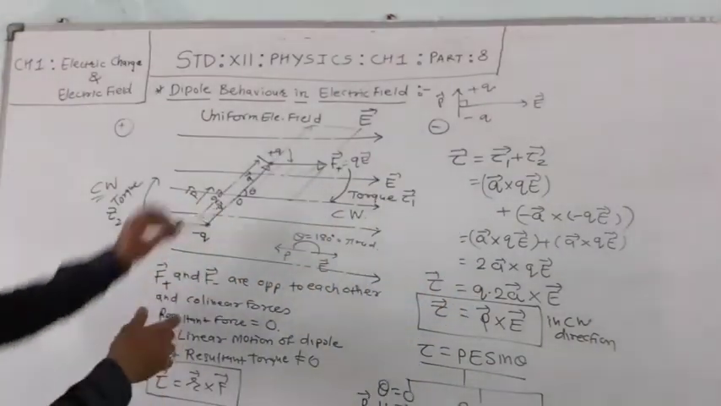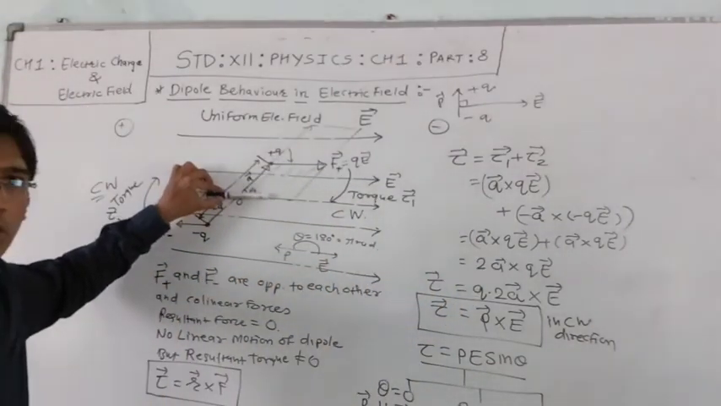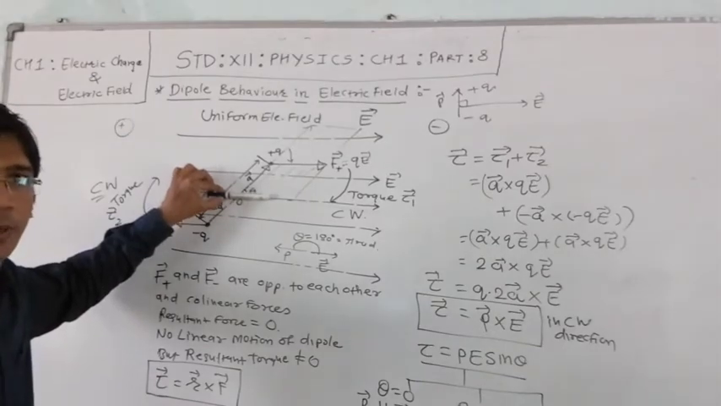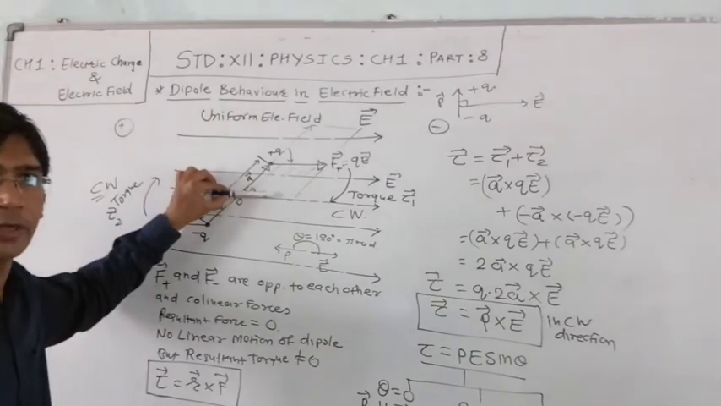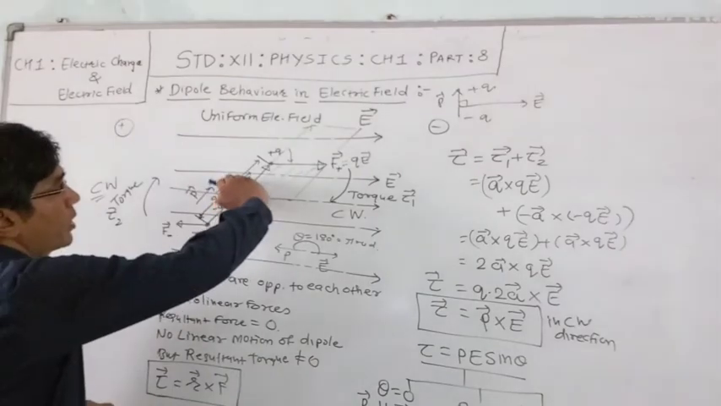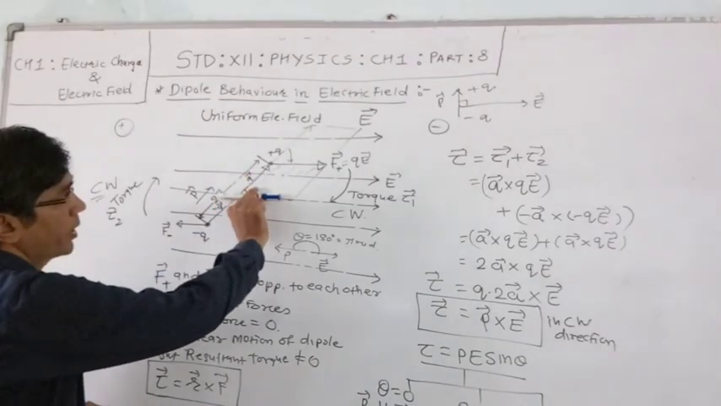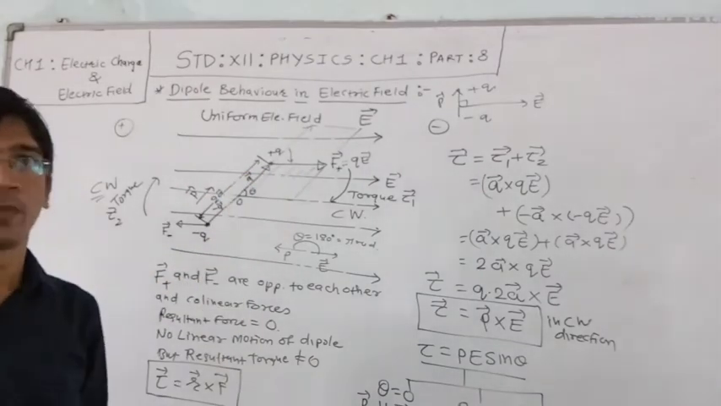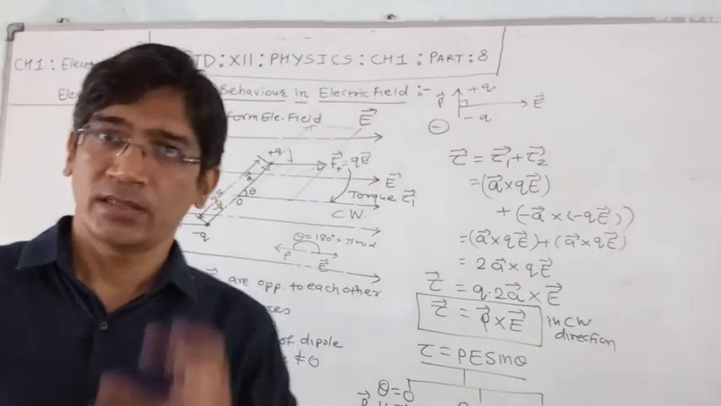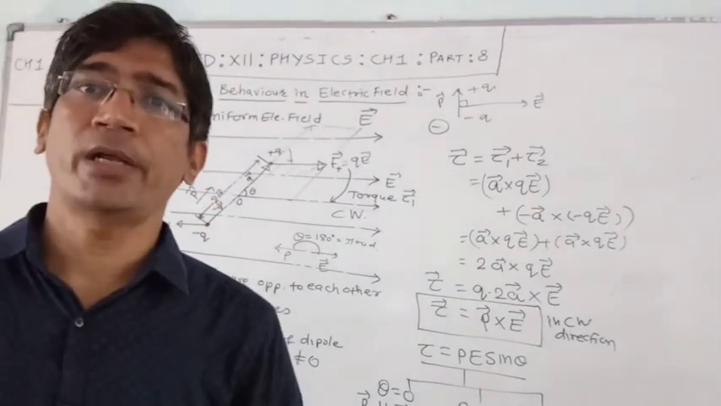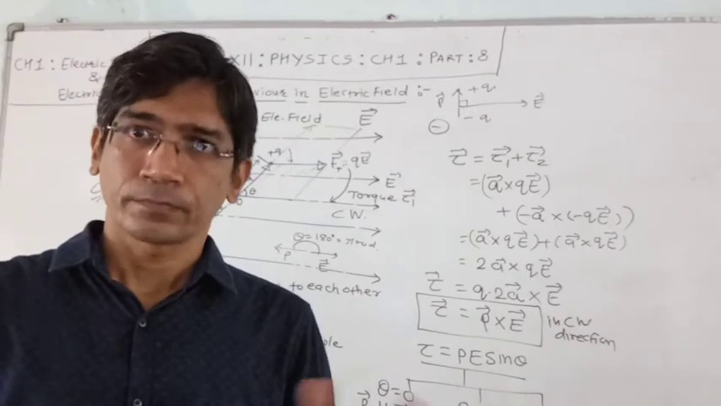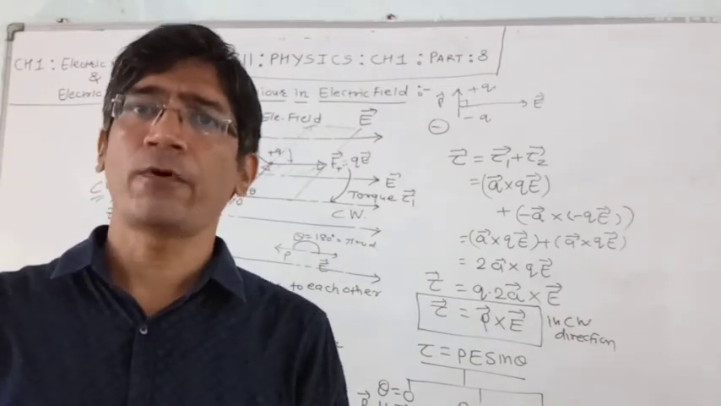Though the torque is 0 at one moment, at another moment this dipole becomes unstable and tries to align itself in the direction of the electric field. So friends, this is the behavior of the electric dipole in a uniform electric field.